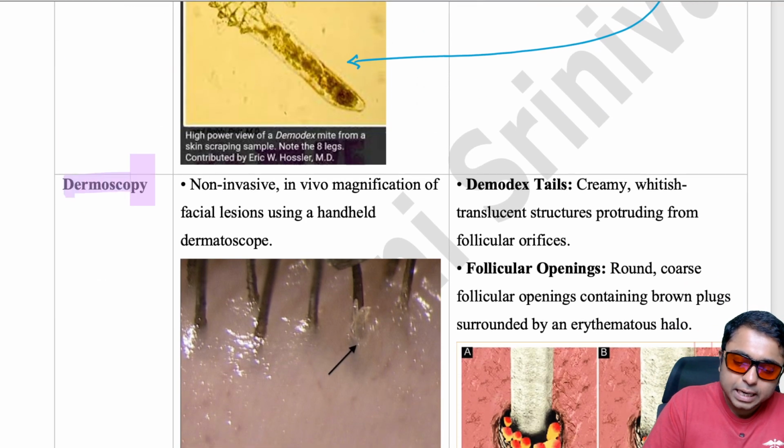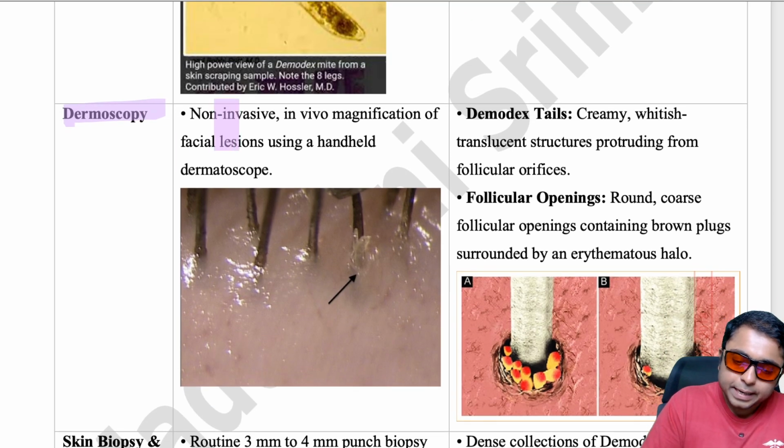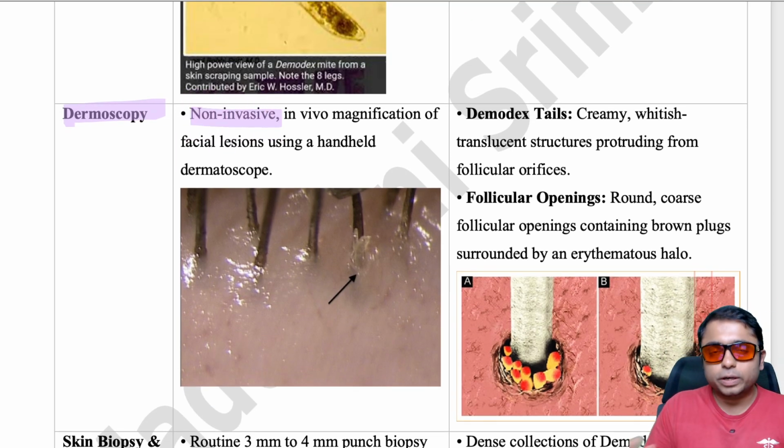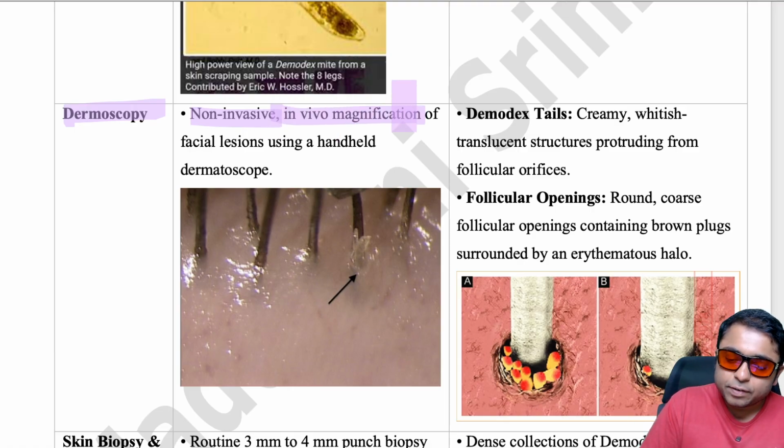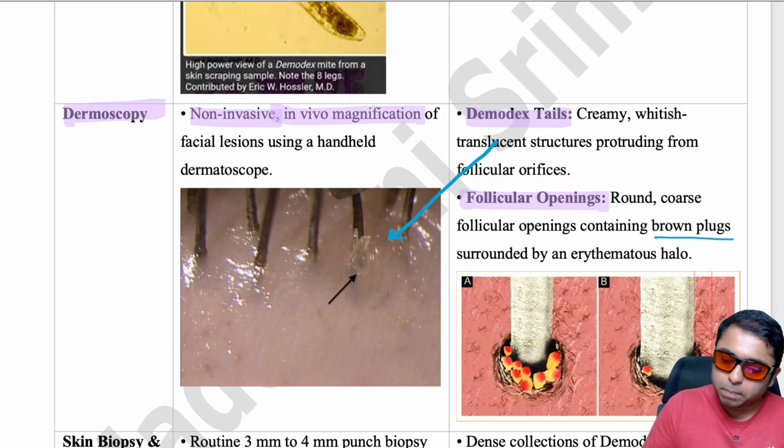Next we have this dermatoscopy. Here it is non-invasive. We are going to just observe like a magnifying glass just applied with pressure on the skin. So it is in vivo magnification. Here we are going to see the presence of the Demodex tails near the follicular infundibulum, as these translucent structures protruding from the follicular orifices. Very interesting. And at the follicular openings we can also identify that there could be brown colored plugs which could be surrounded by erythematous halo.